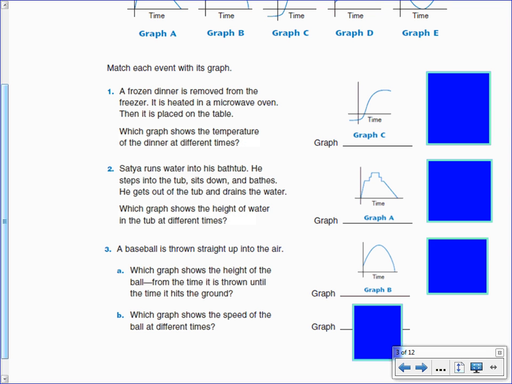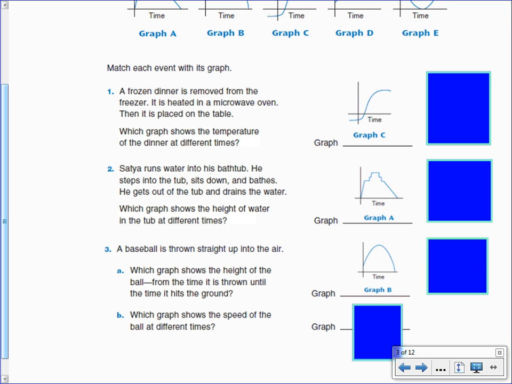Okay, so this is still the same situation. A ball is thrown straight up into the air, but this time it wants us to find a graph that shows the speed of the ball at different times. So think about when you throw a ball. When is it going the fastest? When you first throw it, right? When you use all your muscles and you just let go.